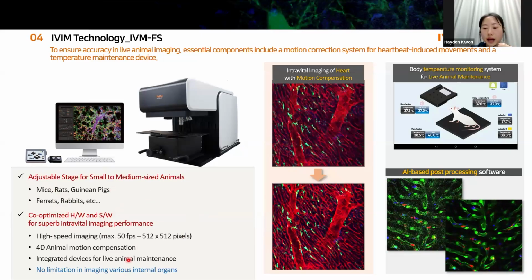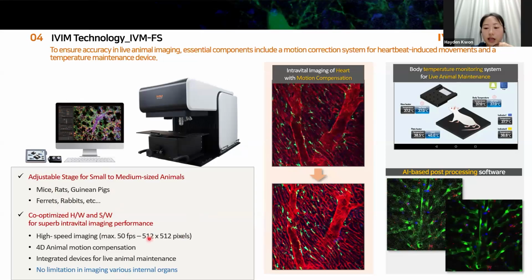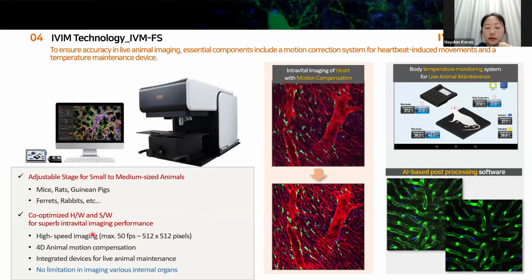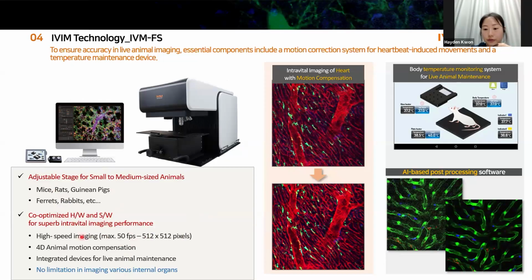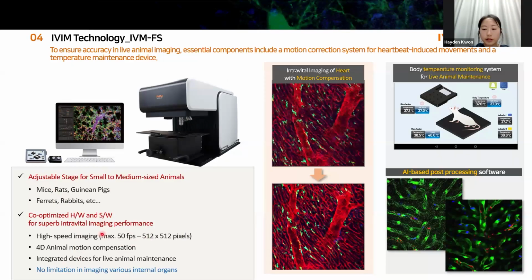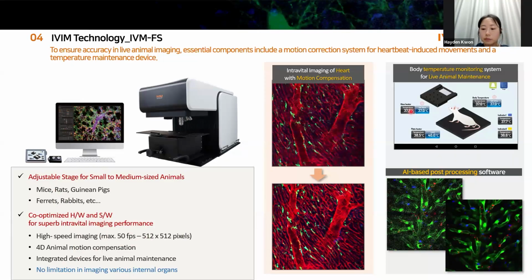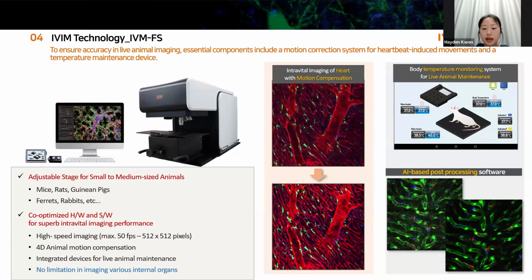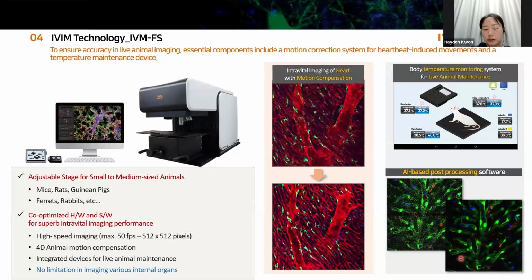At the same time, like our previous system, it still delivers outstanding intravital imaging performance through our in-house developed hardware and software. These include the ultra-fast polygon scanner, real-time temperature monitoring system, motion compensation, and AI-based denoising software enabling high-resolution imaging of diverse organs in living animals.